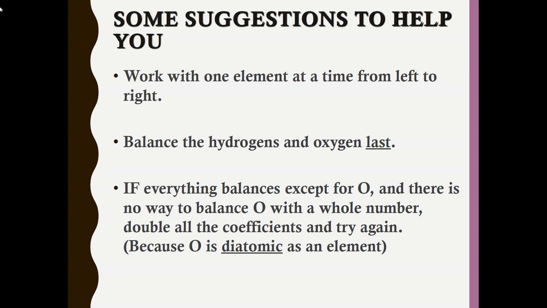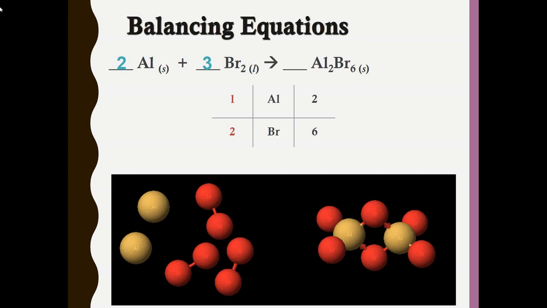Always balance hydrogens and oxygen last. If everything is balanced except for oxygen, and there is no way to balance the oxygen with a whole number, double all the coefficients and try again, because oxygen is a diatomic element. Also hydrogen and nitrogen, these are diatomic elements. So whenever you have any diatomic elements, try this last step. Now take 5 minutes for the next slide.